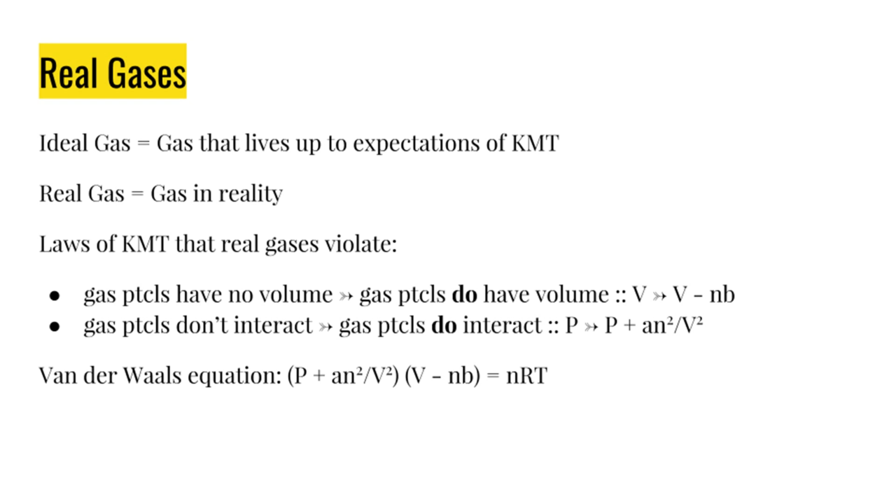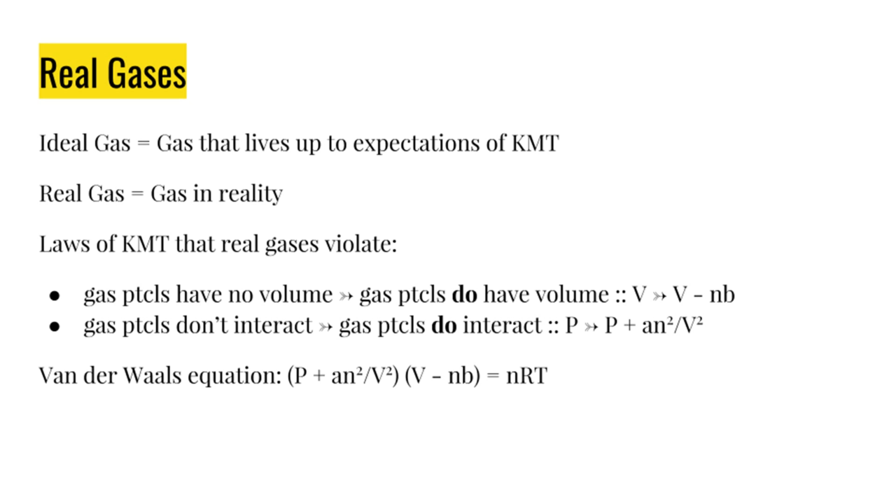Okay, so the greater the volume, the smaller that correction factor is going to be, just because the particles will be further apart from one another. And the greater the number of moles, the greater that repulsion is going to be, because there are going to be more particles to interact with one another. Okay. And that A is just something you have to measure by looking at the gas and comparing it to how it should behave as an ideal gas.